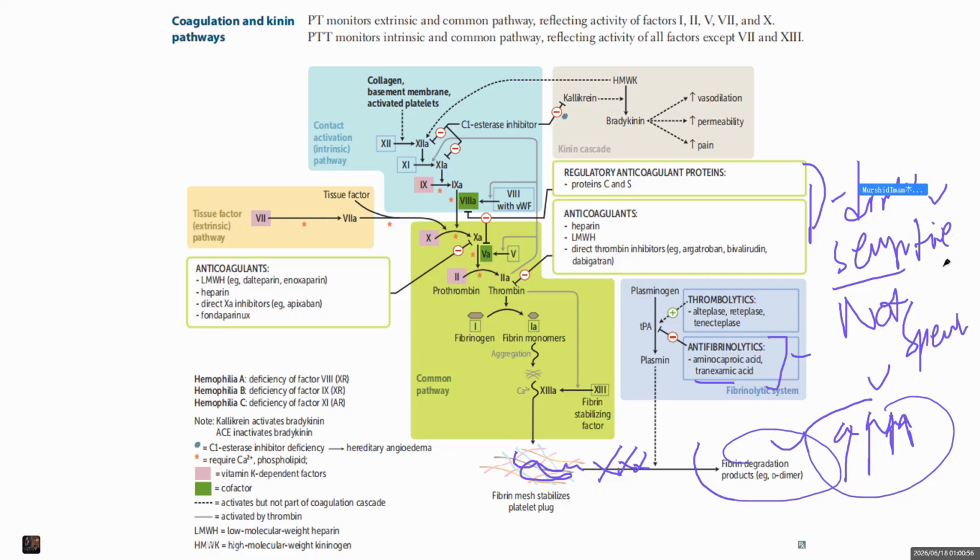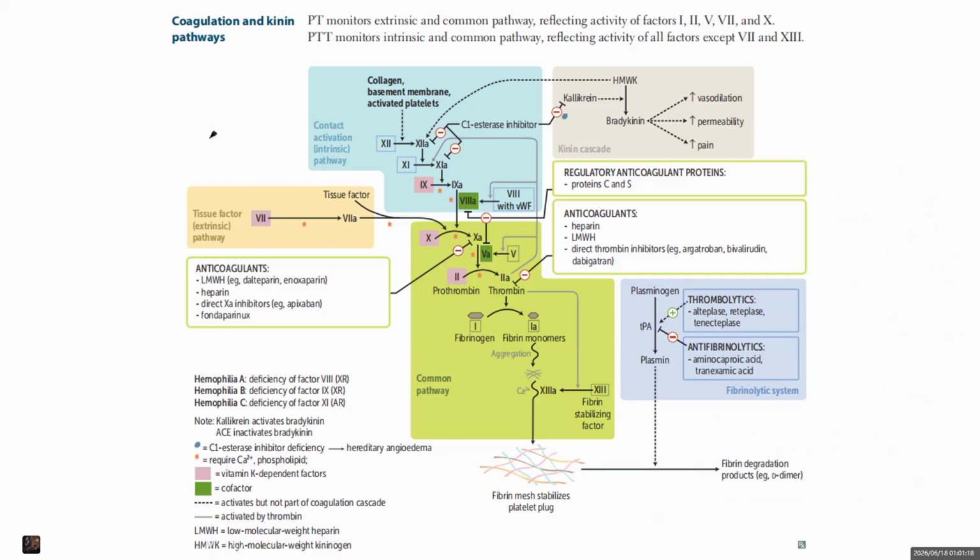But not specific means that it doesn't always mean that only in pulmonary embolism and only in deep venous thrombosis it will be higher and not in any other conditions. It is not specific to these two conditions. It can rise in many other conditions like ongoing infections, inflammation, pregnancy, surgery, and trauma. Okay, so all this is about the coagulation and the kinin pathway.